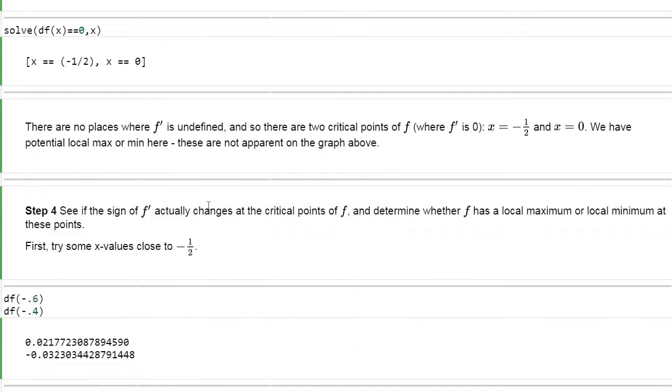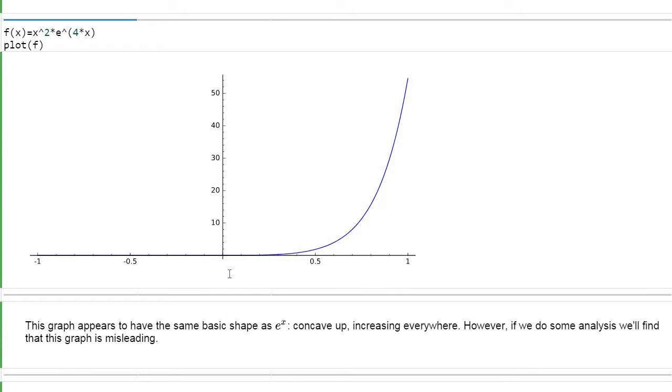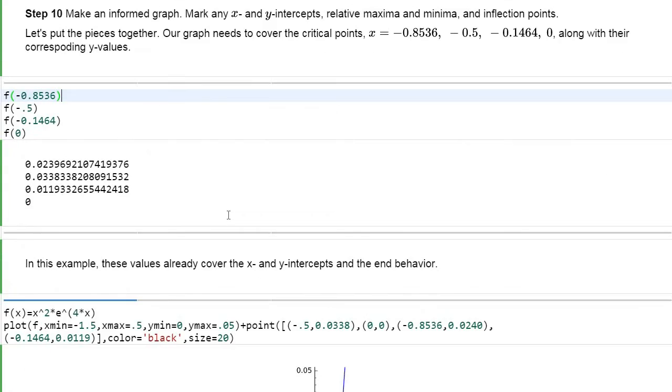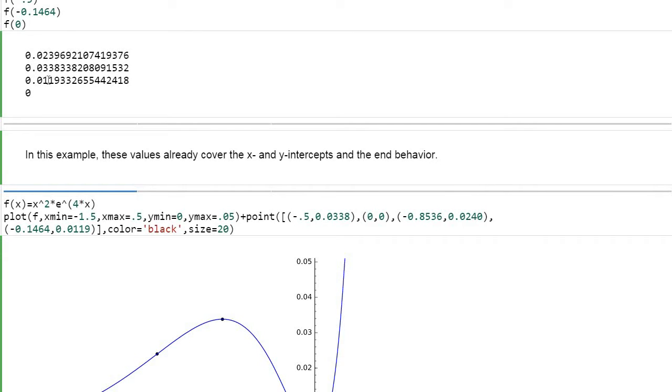If we go back up here to the original graph, notice what the y-axis is, from 0 to 50. That's because this function grows very rapidly here. So when x is 1, this is e to the 4th power, which is a pretty big number. So from 0 to 50, I can't see the inflection points and local mins and maxes because all of those happen between 0 and 0.03. So the main features of this function are happening between 0 and like 500ths. And the original graph went off to 50, so no wonder I couldn't see anything.